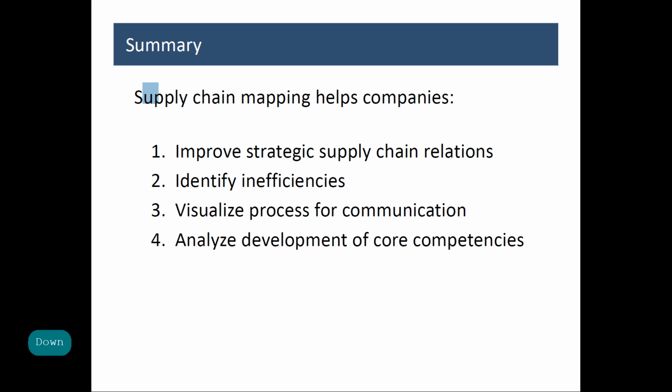So supply chain mapping can help companies to, for one thing, improve their strategic supply chain relations. So talking together with suppliers already helps a lot, but engaging in a project together strengthens the commitment and the links even more. Another thing, of course, is that they can identify the inefficiency that comes with the collaboration between different companies. And they can enhance the process for communication via the visualization. So how does communication take place, and are there different tools available to ease the communication and to speed that up?